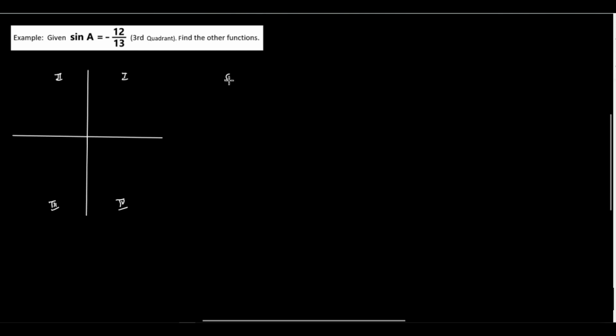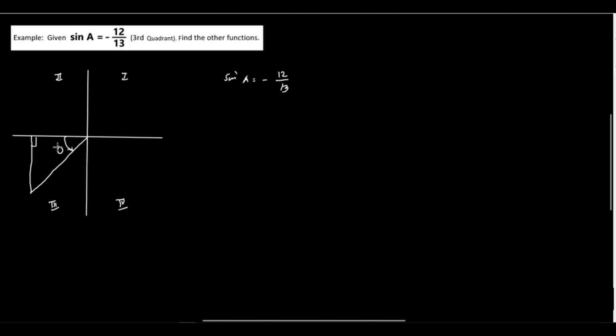For sine A, that's negative 12 over 13. And this is in the third quadrant. So first, second, and this is the line. And this is the angle. And so, we form a triangle. And this is 90 degrees.